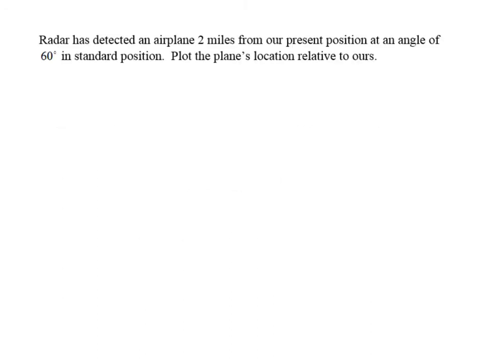So to get into graphing with polar coordinates, suppose that you work in the control tower at an airport, and you're in charge of reading the radar screen, and notice that it has detected an airplane that's 2 miles from the airport at an angle of 60 degrees in standard position. Could you plot the plane's location relative to your location? Why don't you pause the video and give that a try? Then you can check your work with what I have.